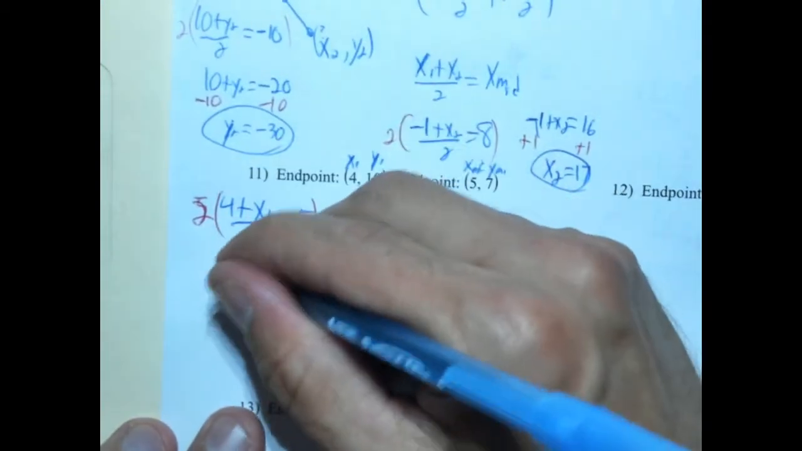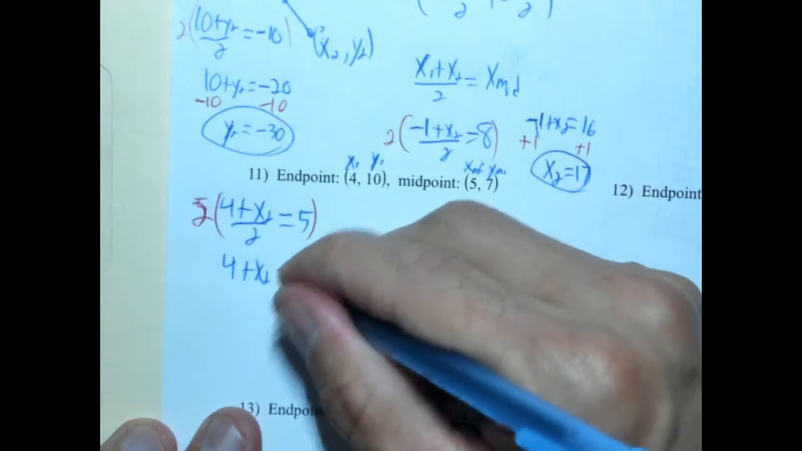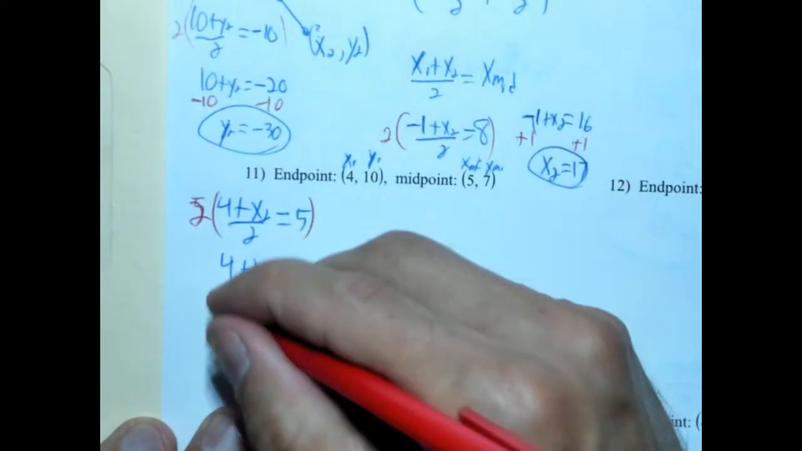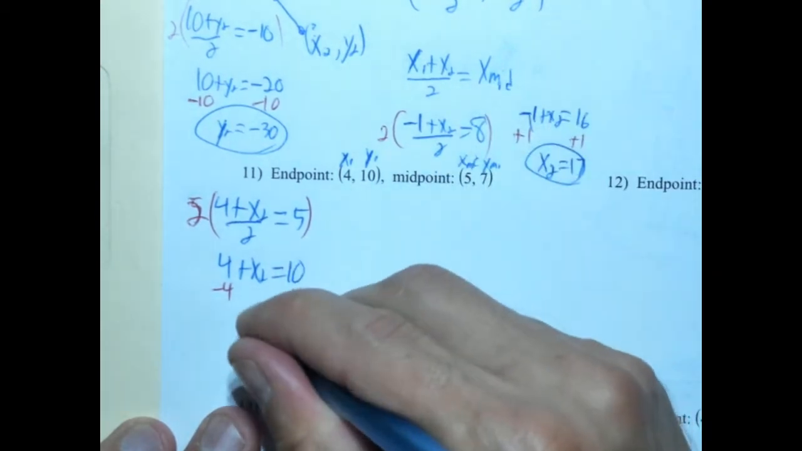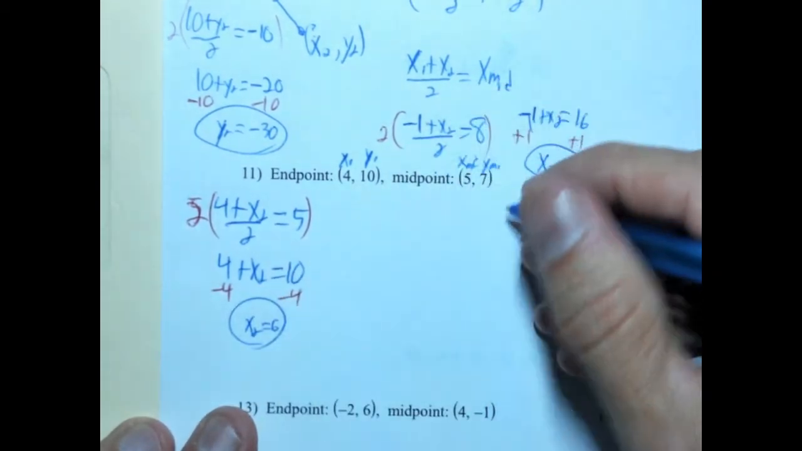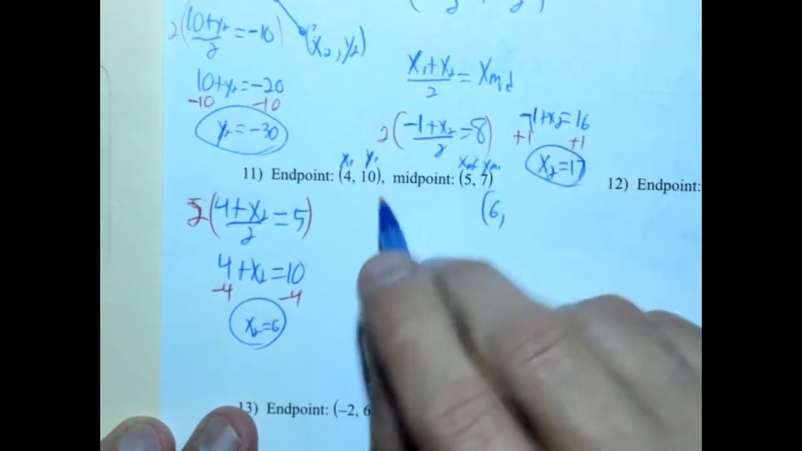And that's going to give us 4 plus x2 equals 10. And then we're going to just subtract 4 from both sides. And our x sub 2 is going to be 6. Okay, so we have our x value. Our x value is going to be 6. And then let's do the y's.